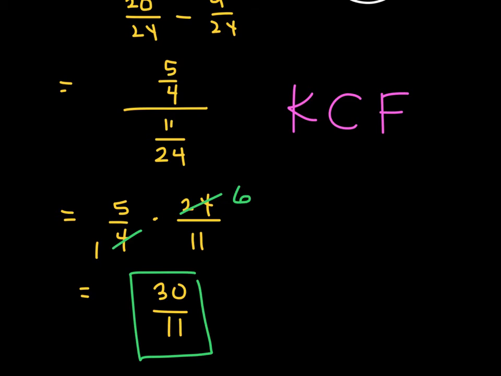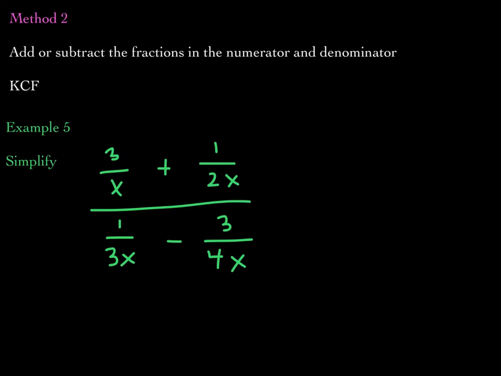I'm going to call this method number 2. So here's method number 2 written out in words. I add or subtract the fractions in the numerator and also in the denominator, and then KCF. Keep, change, flip. Example 5, we already did this problem, but we will use method number 2 this time around, okay?